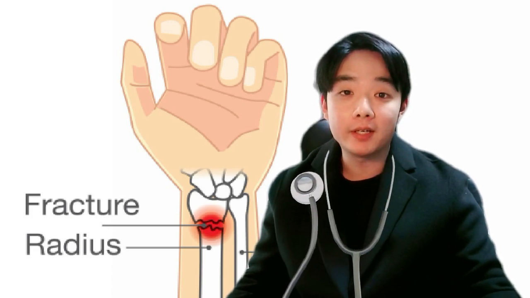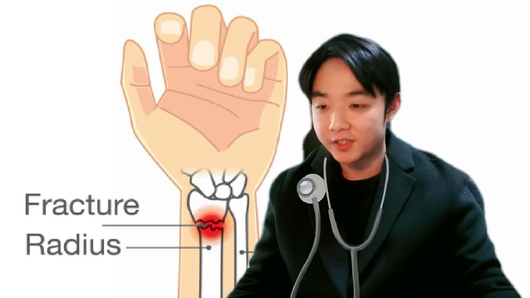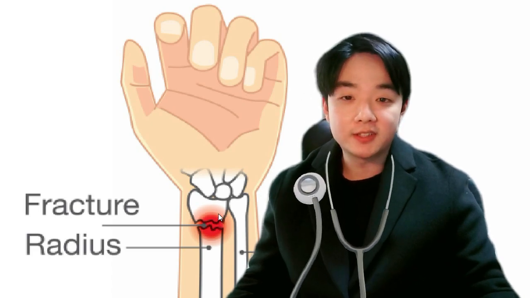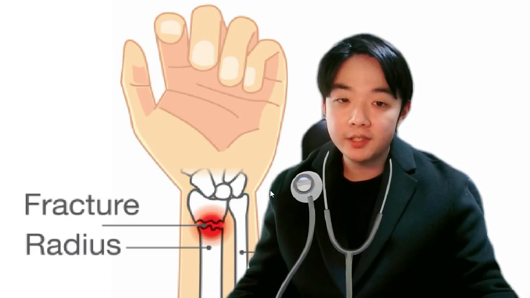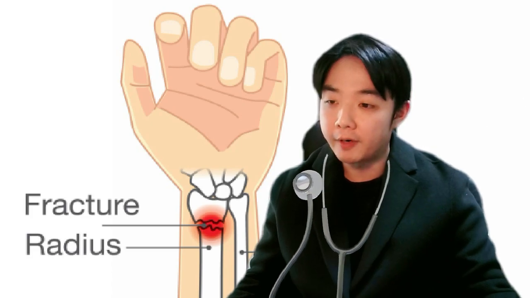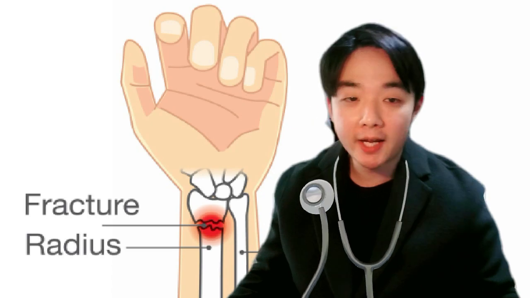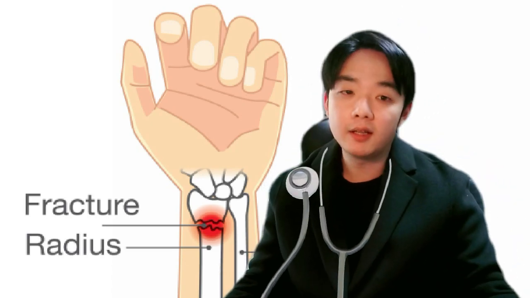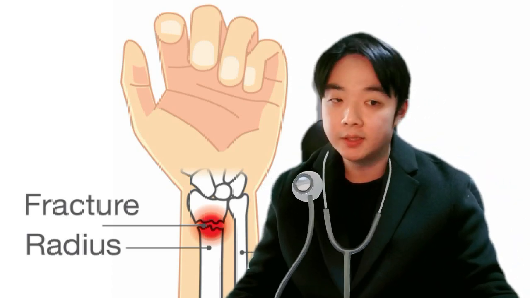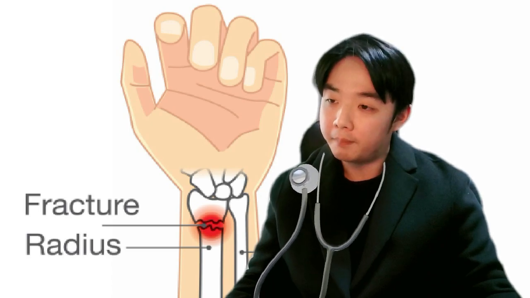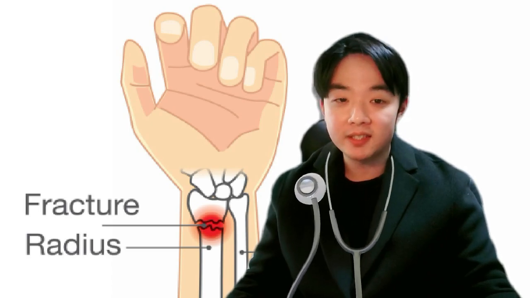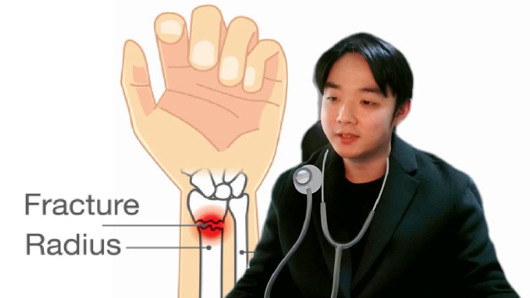Today's topic is distal radius fracture. Distal radius fracture is the most common orthopaedic injury and generally results from a fall on an outstretched hand. Diagnosis is made clinically and with an X-ray of the wrist. It accounts for about 17.5% of all fractures in adults.